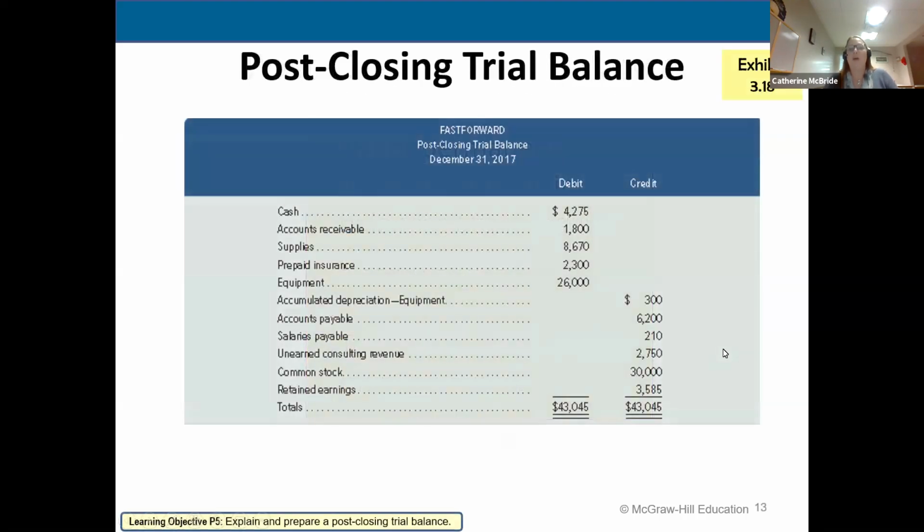A post-closing trial balance is simple. All you're doing with the post-closing trial balance is recording the numbers that go in your trial balance, but it won't have any of the temporary accounts because those are all 0. So once we get to retained earnings, we don't have any revenue accounts, we don't have any expense accounts, and we don't have any dividends because we just made them 0 in the closing entries.